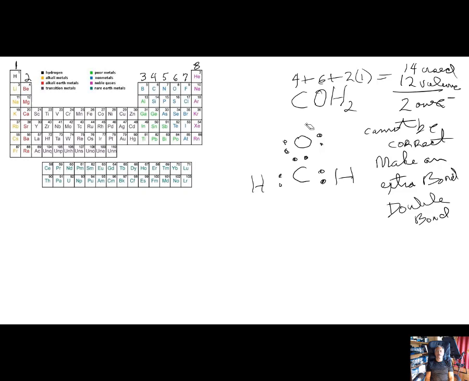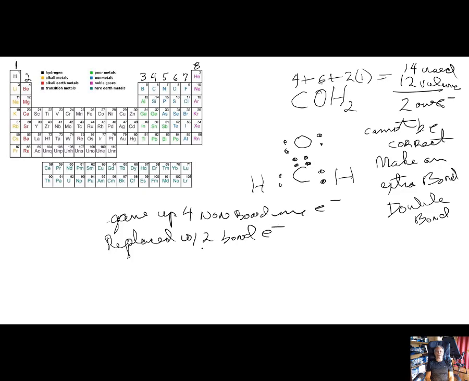2 on carbon and 2 on oxygen. And we're going to replace those 4 non-bonding electrons with 2 bonding electrons. That's a net reduction of 2. We've given up 4 non-bonding electrons. We replace them with 2 bonding electrons. And that is a net reduction of 2.